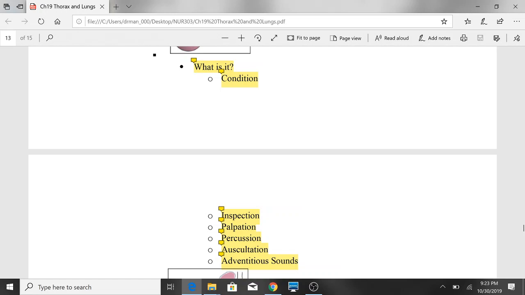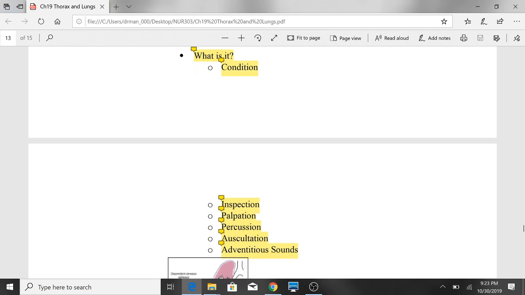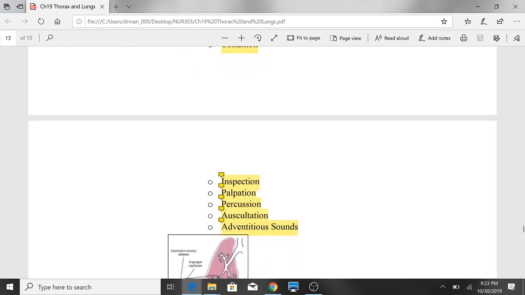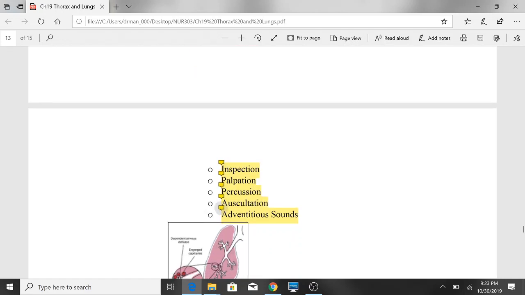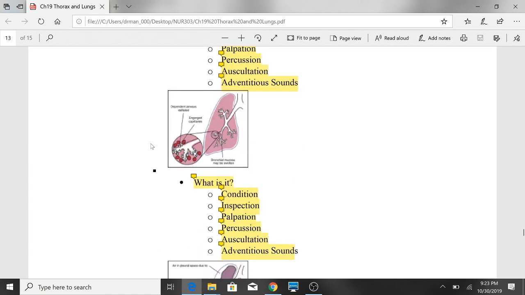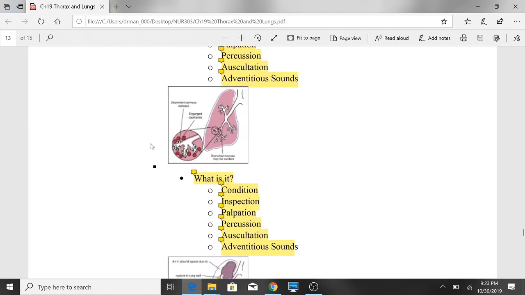And percussion of pleural effusion, dull percussion over the affected area because of the fluid. And auscultation, breath sounds decreased or absent, obviously. Any adventitious sounds, you've got crackles or pleural rub. What's this? Heart failure. That's what that is, heart failure.